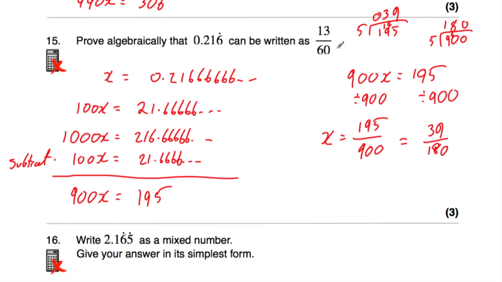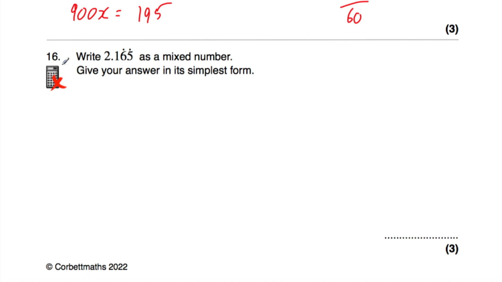So that means that we should be able to divide by 3, because if we divide 180 by 3, we would get 60. So let's take our 39 over 180 and divide both the numerator and the denominator by 3. On the denominator, 180 divided by 3 is 60. And in terms of our numerator, 39 divided by 3 would be 13. So that would be 13 over 60. And that's it, 13/60. Okay, let's have a look at question number 16.